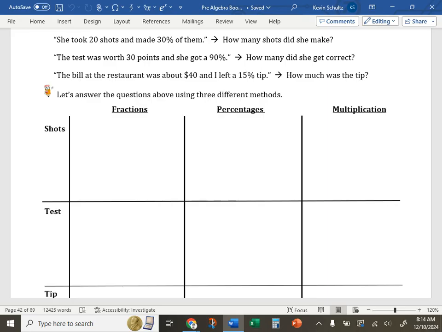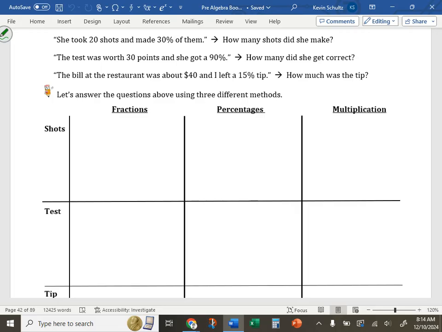The goal is for you to be able to get the skills to quickly calculate these. Not have to pull out your phone, not have to use a calculator, but some methods that can help you here. So we're going to look at the shot situation first. It says she took 20 shots and made 30% of them. How many shots did she make? Now, I've got three methods to show you. You don't need to use all of them. Whichever one makes the most sense to you, that's what I want you to use here.